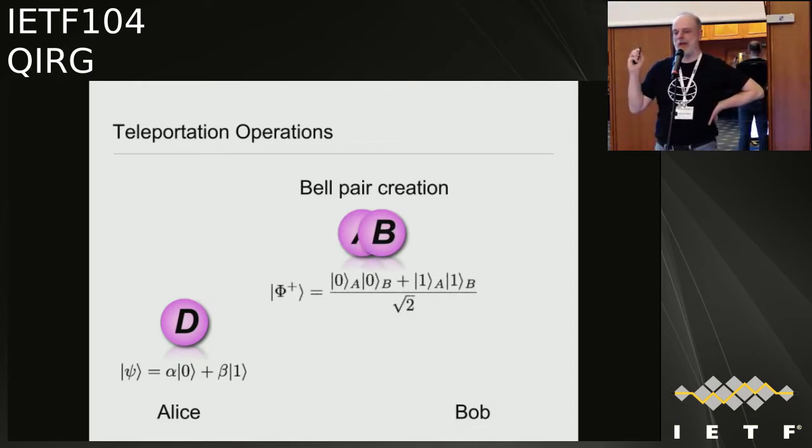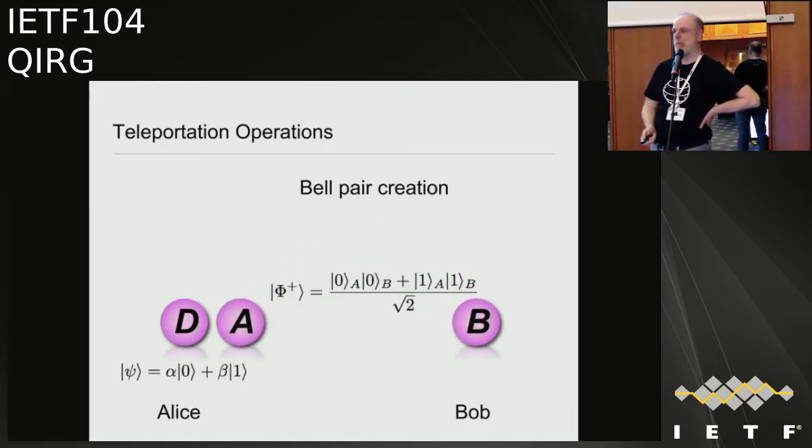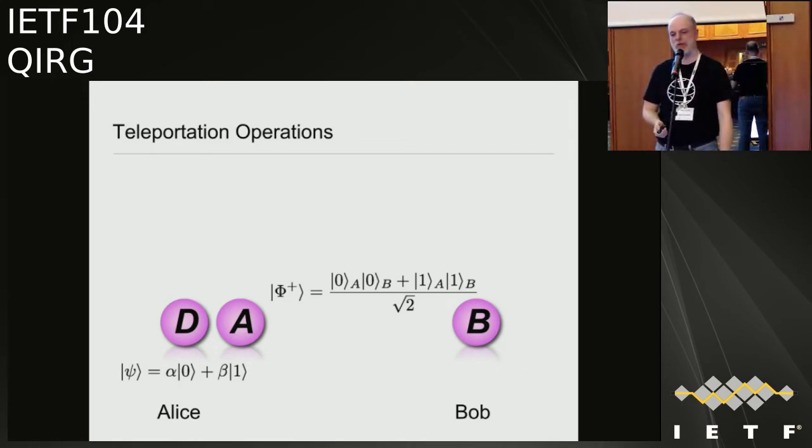Sorry, in this diagram, we're showing them being created here in the middle. So somebody else, a third party, is creating this quantum Bell pair of two qubits we call A and B. We distribute them, one to Alice and one to Bob. So Alice now has two qubits, the data qubit that she wants to send to Bob, and this A qubit, which is a generic resource. This is something that the network can make and that is used for doing this teleportation.